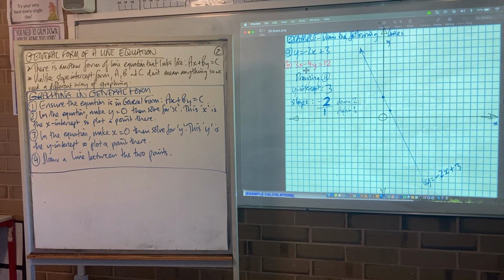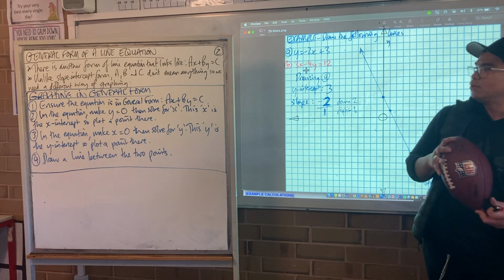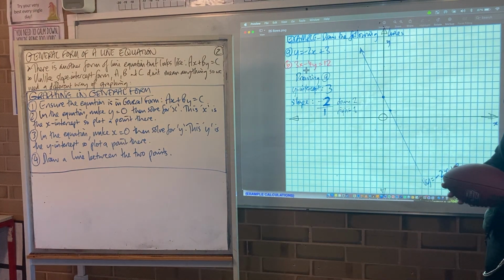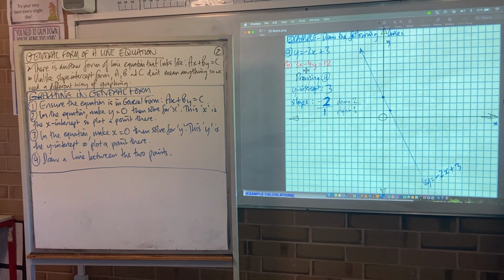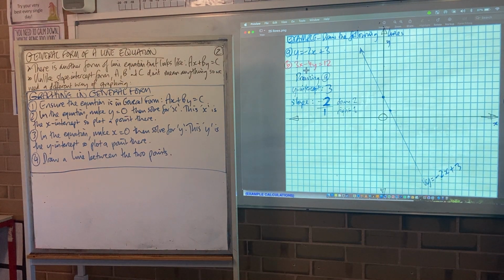Unfortunately for you, if you're not a fan of algebra, steps 2 and 3 are algebra. Step 2, in the equation, make y equals 0, and then you need to solve for x. This x is the x-intercept, so you put a dot there. Step 3, in the equation you make x equals 0, then solve for y. This is the y-intercept, so you put a dot there.